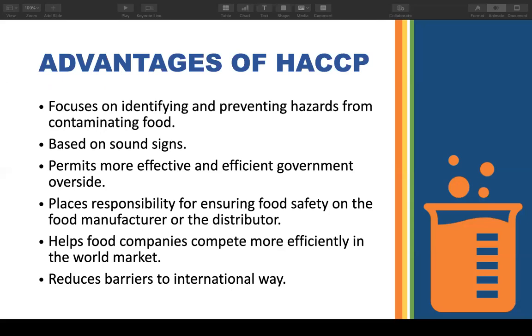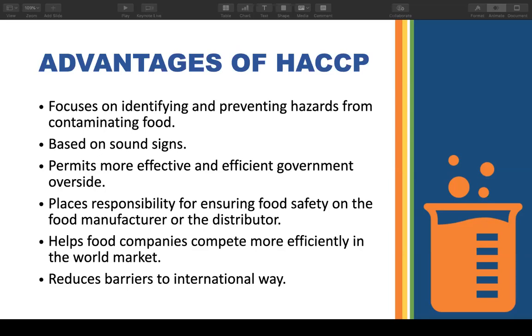So the advantages of HACCP is to focus on identifying and preventing hazards from contaminating food. Based on sound science, it permits more effective and efficient government oversight. Since every food-based factory, hotel or manufacturer has to follow HACCP according to government rules, it becomes easier for the government to give permits by looking at their records. And since every year, or once in 2 years, the government comes and inspects the place, there will be no problem in any stages. The place is responsible for ensuring food safety, the food manufacturer or the distributor.